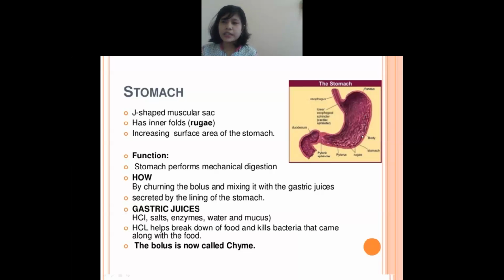Can you see this lining part in the stomach? This is known as rugae. As you consume food, your stomach will increase in size, isn't it? If you eat something, obviously your stomach will expand. It depends upon the quantity of how much you consume.